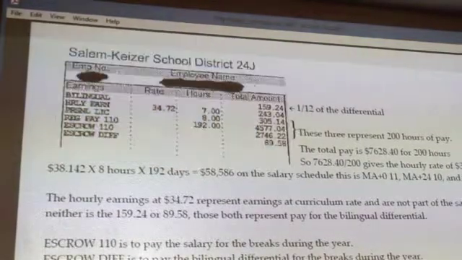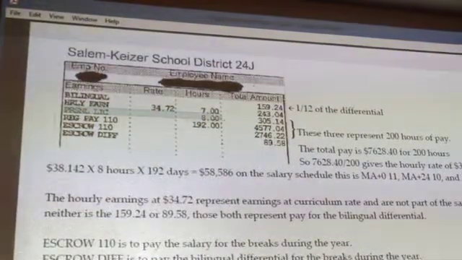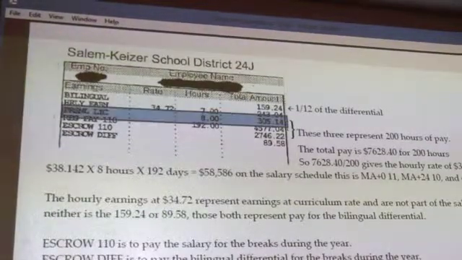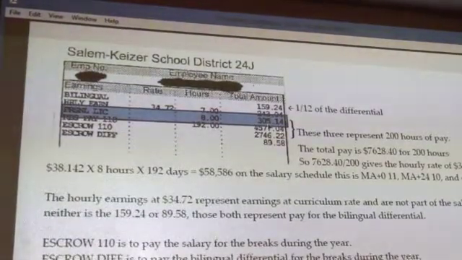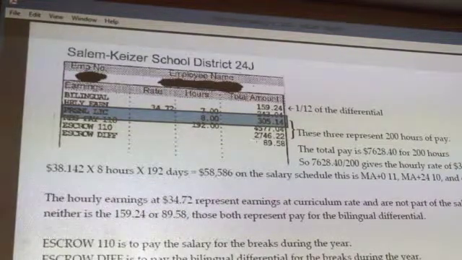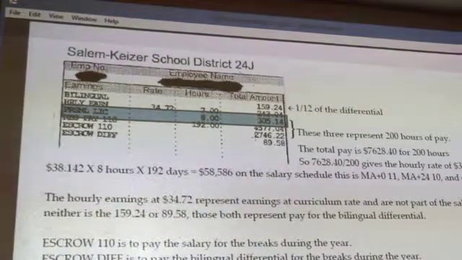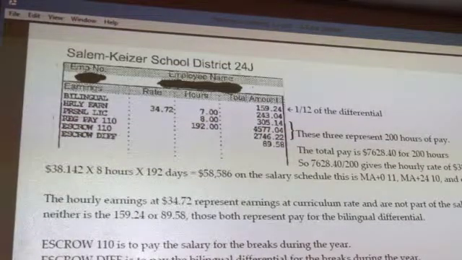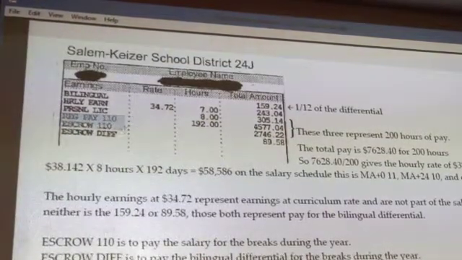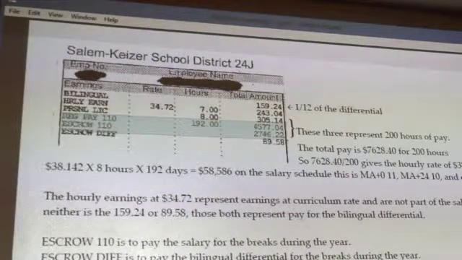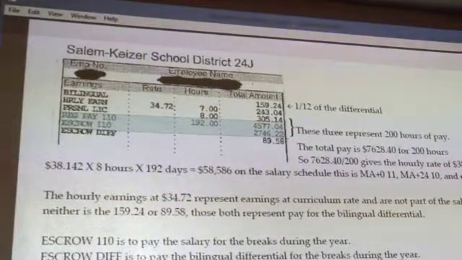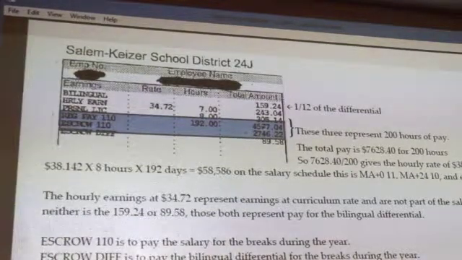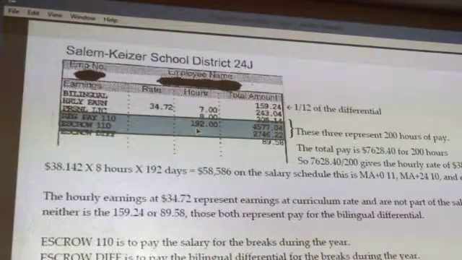Additionally, this person took a personal leave day, represented here by the 8 hours, and the actual earnings for the personal leave day of $305.14. The regular pay is earned in two forms, regular pay 110 and escrow 110. And those two sums are over here, $4,500 and $2,700. Those two combined for the 192 hours of work.